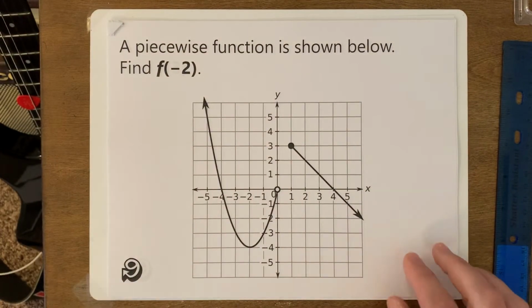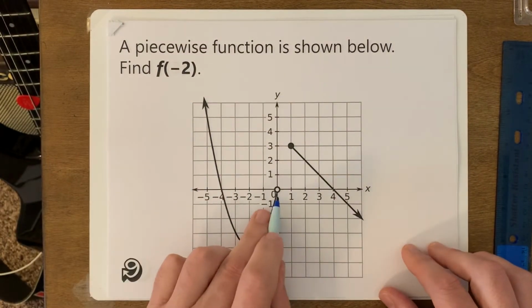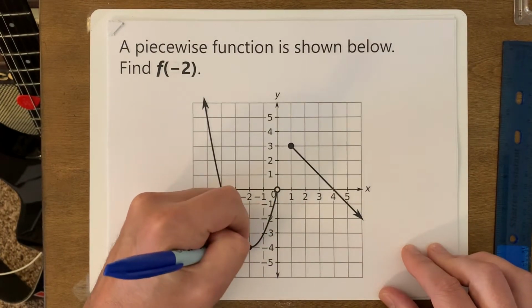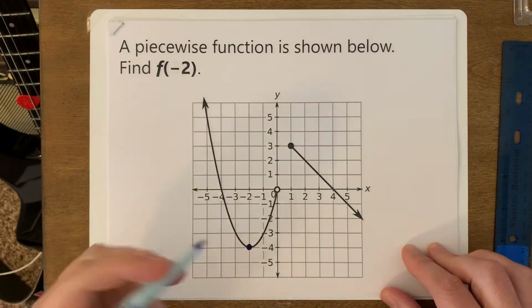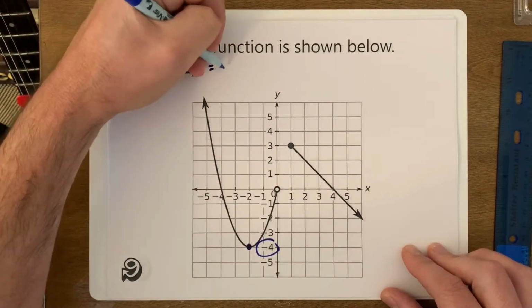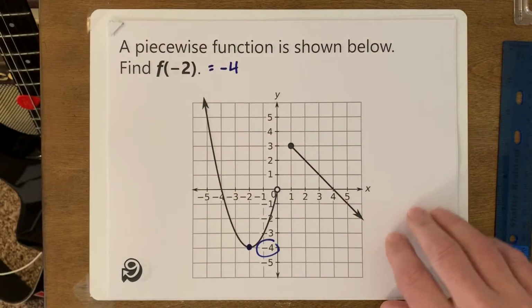All right, this one, f of -2. So let's go back to -2 in our domain. We'll go down here to the graph. It looks like it's that point right there on the graph. We go over, and -4 is it. So -4 is f of -2.